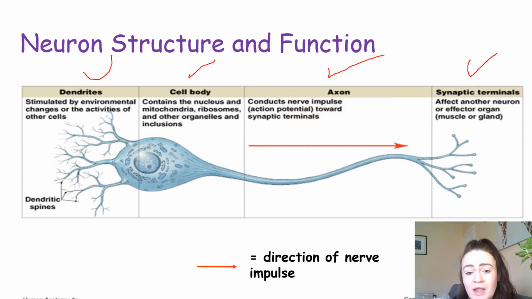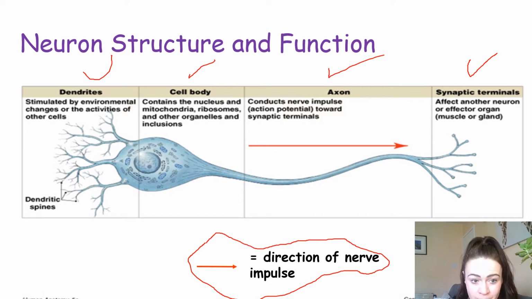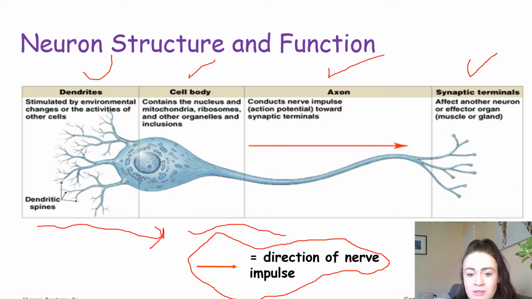Okay. Just again, draw your attention to here, the direction of the nerve impulse. It always goes from dendrite to cell body, and then from cell body down the axon. You will never get a nerve impulse going the opposite direction. Okay.